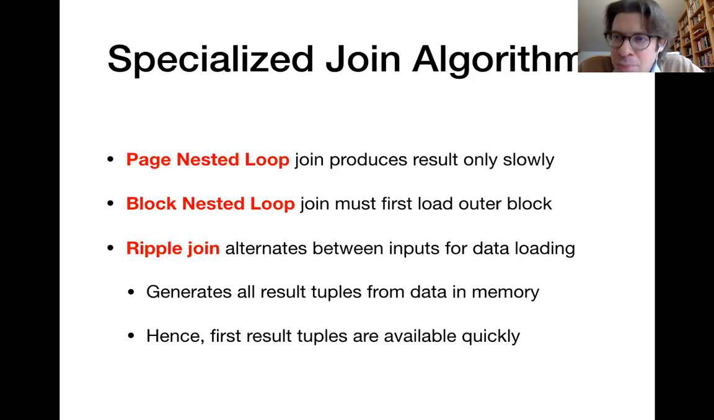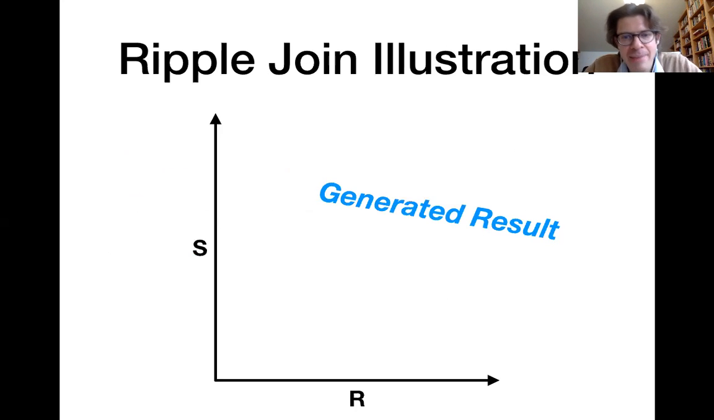And with that principle, we can quite quickly generate first result tuples, while at the same time, the overall efficiency is not too bad. And we have a lot of flexibility about how many pages we want to read from both of those input relations. So let's make it a little bit more concrete. The description was a little bit abstract.